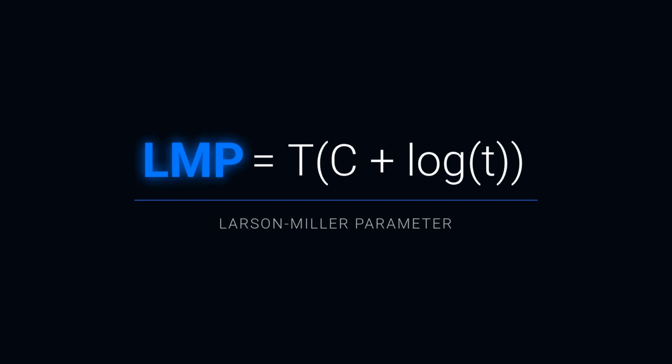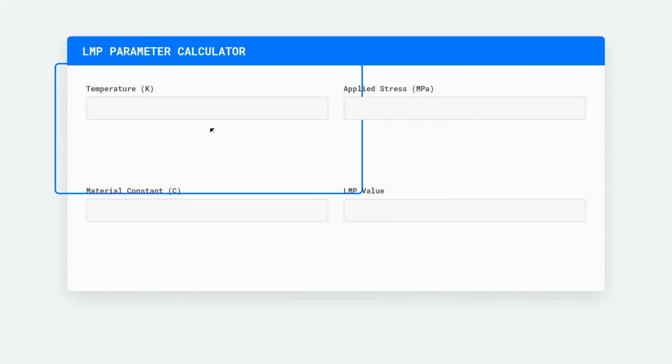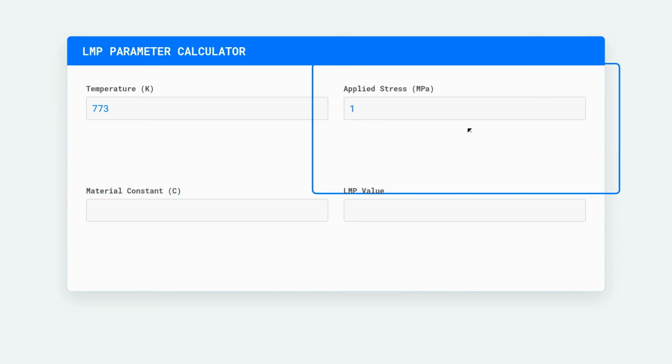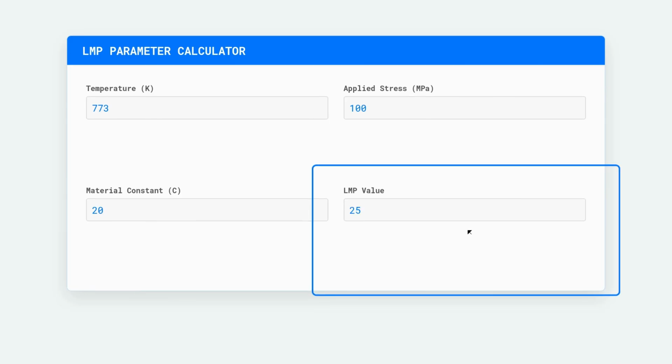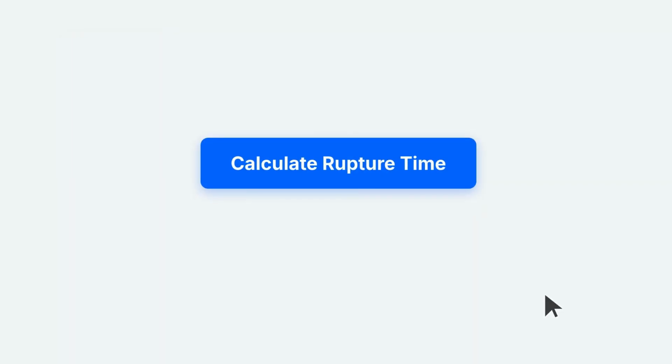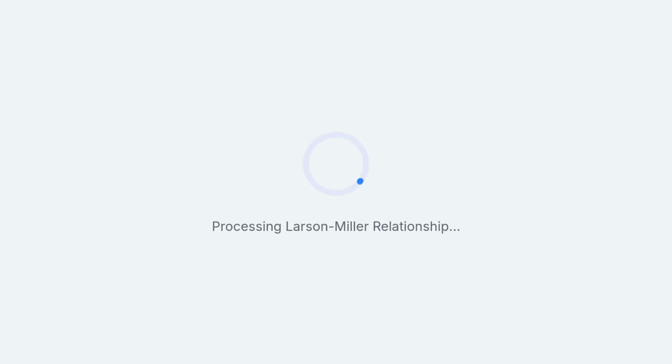your specific material. For our example, let's input temperature of 773 Kelvin, applied stress of 100 megapascals, material constant of 20, and an LMP value of 25,000. After clicking Calculate Rupture Time, the calculator processes these inputs through the Larson-Miller relationship.